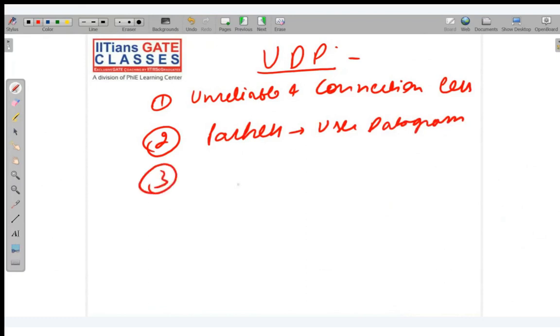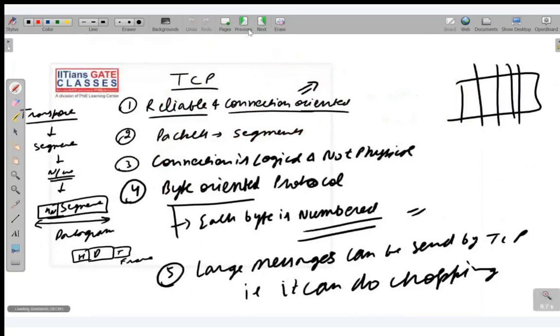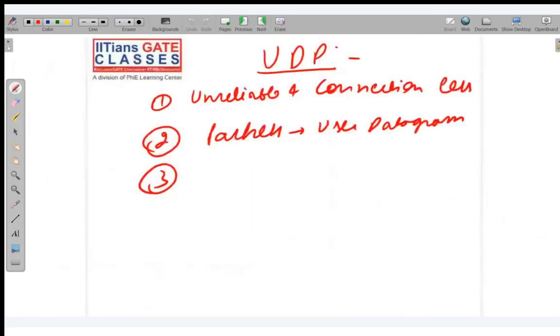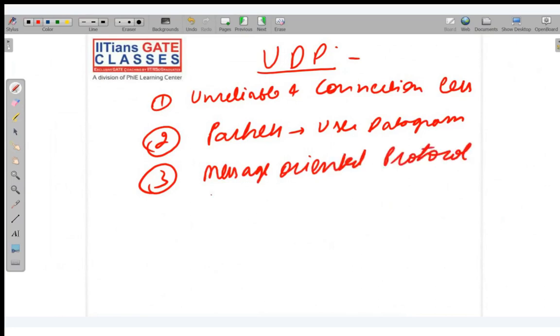Third important point: connection is logical and not physical. So it is connectionless, so don't worry about the third point. Next, byte-oriented protocol. We will not say byte-oriented protocol; we will call it a message-oriented protocol. What do I mean by message-oriented protocol? UDP will send only that amount of data which can be kept in its user datagram. It cannot do chopping. That means the entire message will fit into one user datagram. So, no chopping.